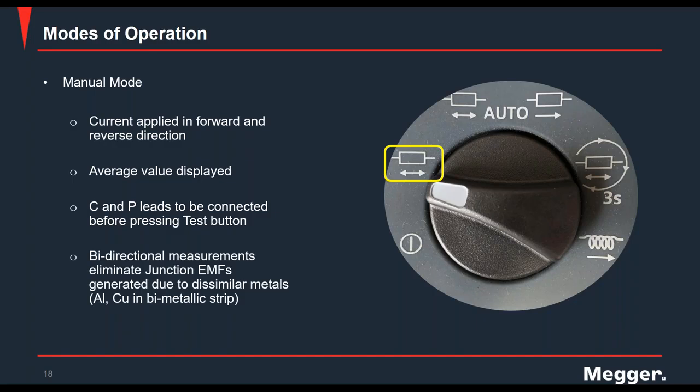That's because if there are any junction EMFs generated due to dissimilar metals, those junction EMFs are accounted for when you make bidirectional measurements. So if you have a bimetallic strip made of aluminum and copper, a junction EMF, because of the electronegativities of both those metals, will be accounted for when you make bidirectional measurements.